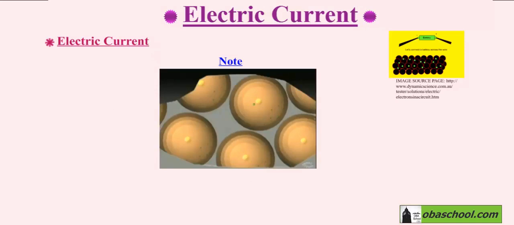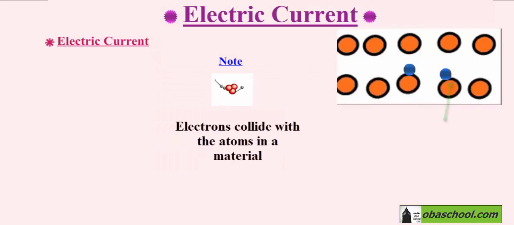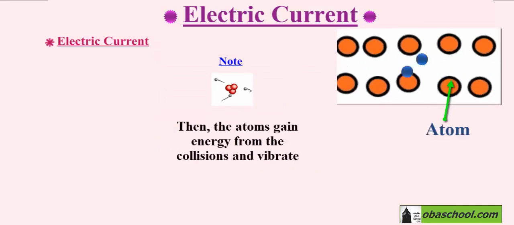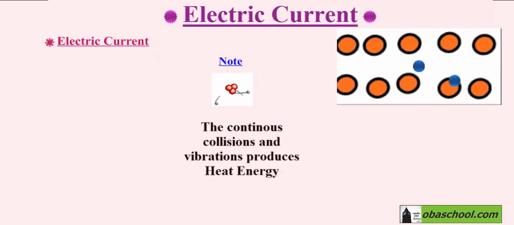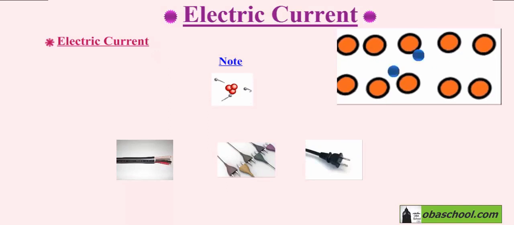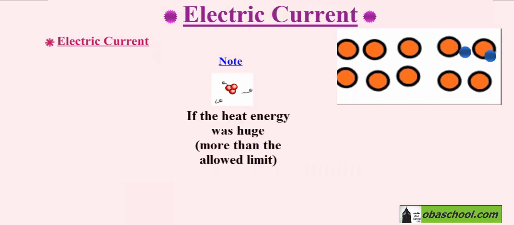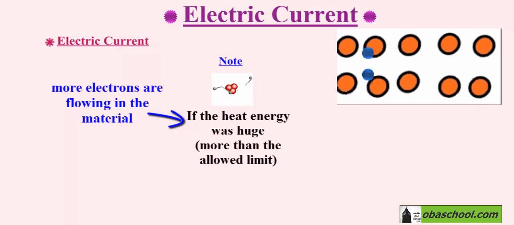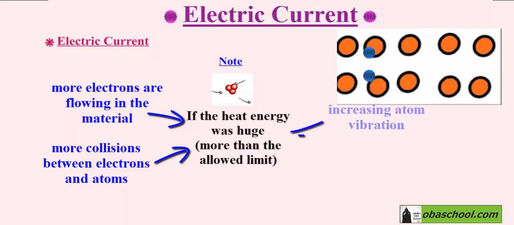Now, you need to keep in mind that sometimes the electrons collide with the atoms in a material. Then the atoms gain energy from the collisions and vibrate. Just as you see in the video on the right, the continuous collisions and vibrations produce heat energy. This heat energy is the reason why some cables or plugs heat up sometimes. If the heat energy is huge, more than the allowed limit, this means that more electrons are flowing in the material and more collisions between electrons and atoms.